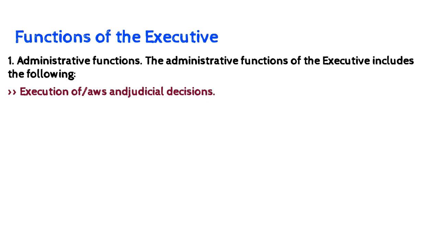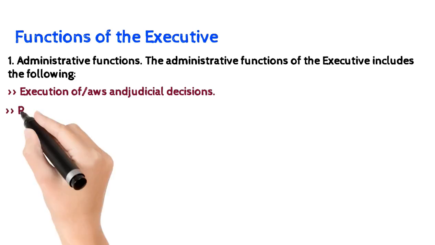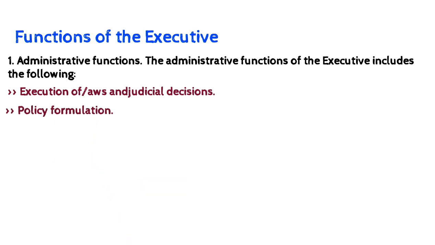The executive is entrusted with the responsibility to execute laws made by the legislature and decisions of the judiciary coming in the form of courts' judgments. Number 2, policy formulation. The executive prepares the blueprint of the policy which goes to the legislature in the form of a bill.